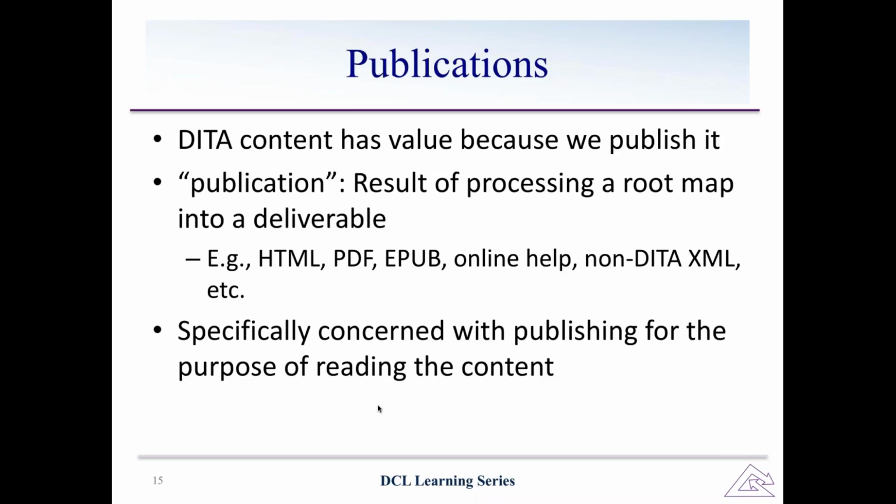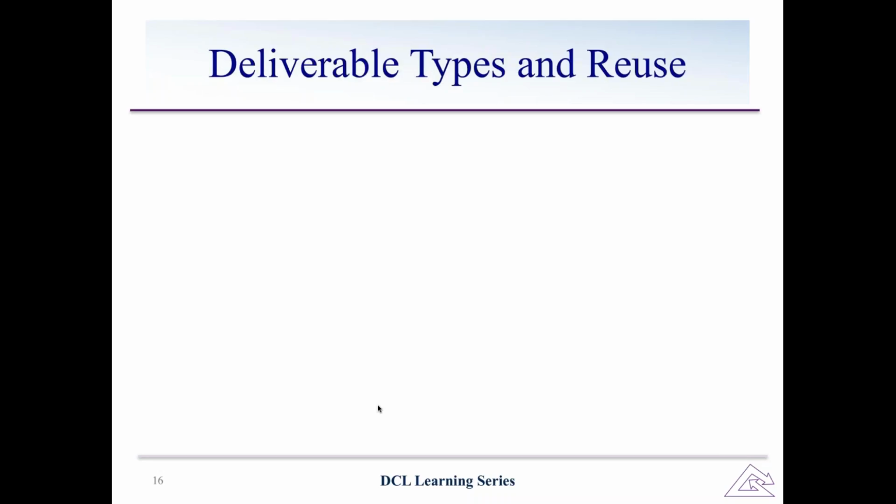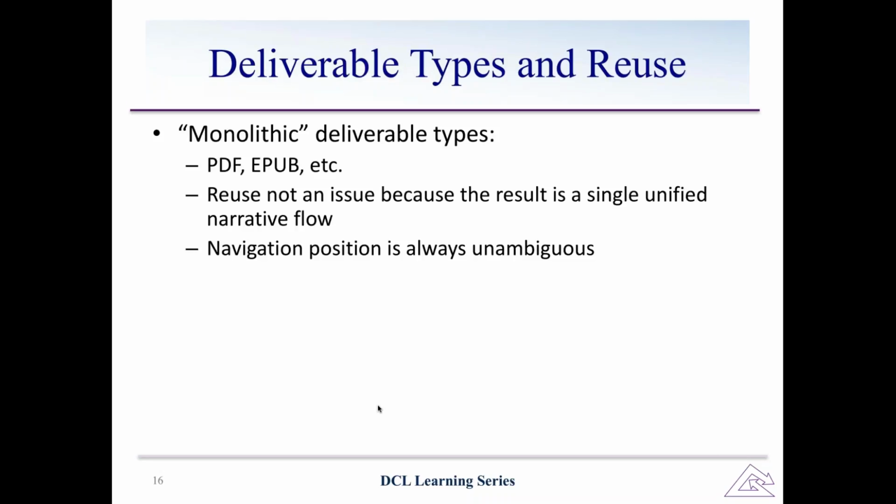I'm specifically concerned here with publishing for the purpose of reading content. So what I realized is there are different kinds of deliverables, and those different types of deliverables have different reuse implications and therefore different implications for the use of branch filtering in particular.